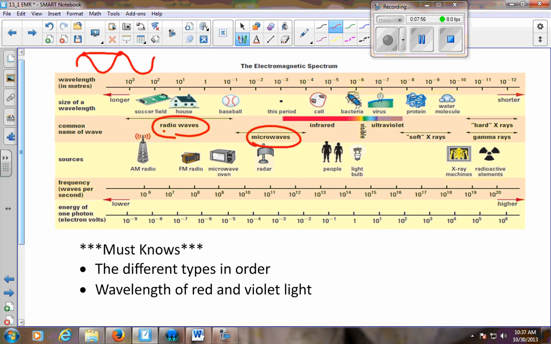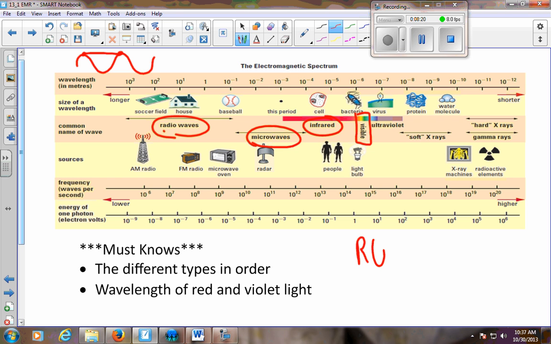If it gets even smaller, where the wavelength is the length of a cell or a bacteria, it falls into the world called infrared radiation. Now, this is the part that we're really interested in, because this is the part that my eyes can detect. This is what we call visible electromagnetic radiation, and it includes all the colors that are in the rainbow.